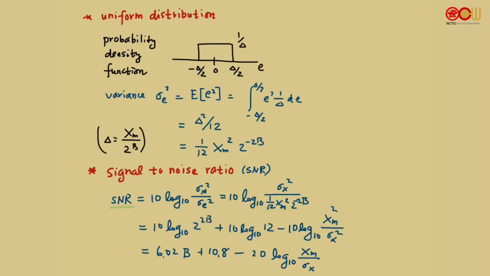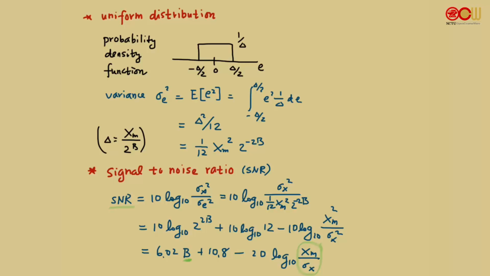So what have we derived here? What does the SNR depend on? It depends on b here. The bigger b is, the higher the SNR is. But then it also depends on this ratio here. The larger this ratio, the smaller the SNR. So if we choose xm to be a lot larger than sigma x, then this will have a negative effect on SNR.